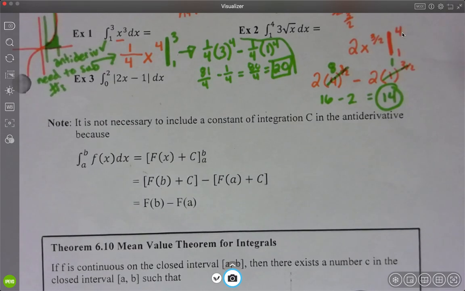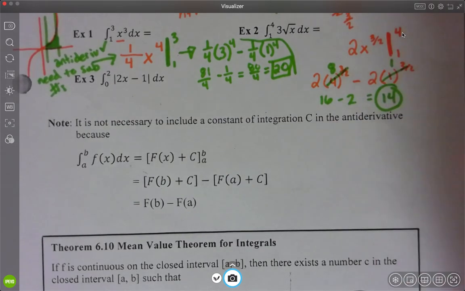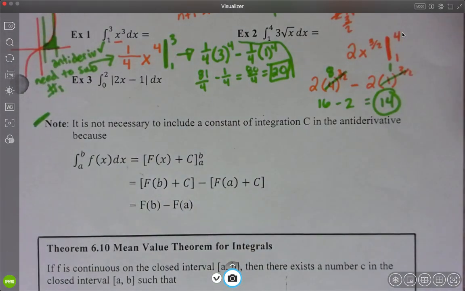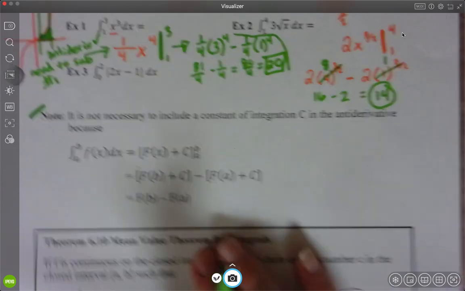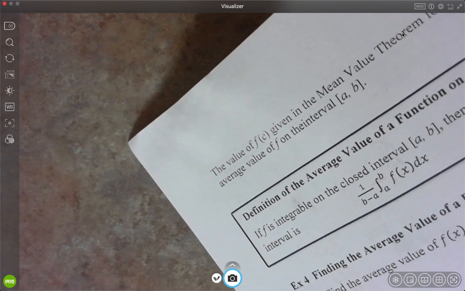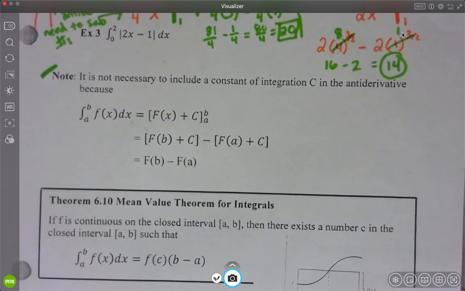Let's see. That might be where I want to stop. We'll stop there. We'll go over this note in the next video, and then we'll do the mean value theorem and the average value theorem on the back side. So be looking for that in the next video. That is all I have for you here.